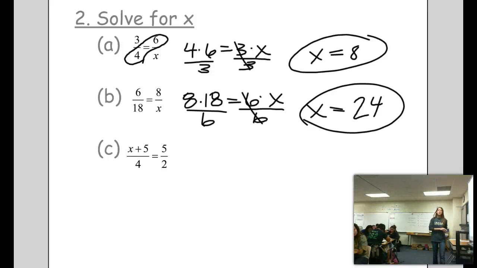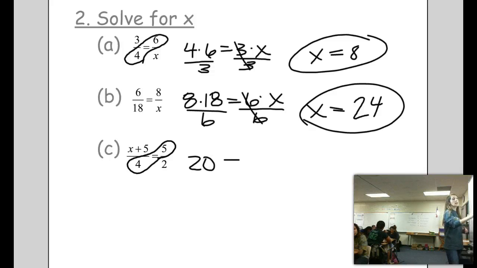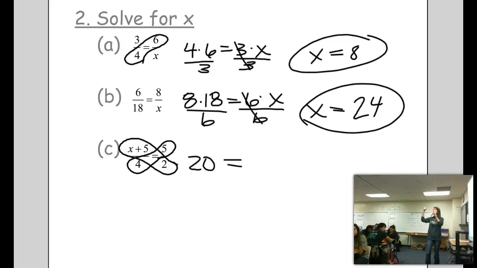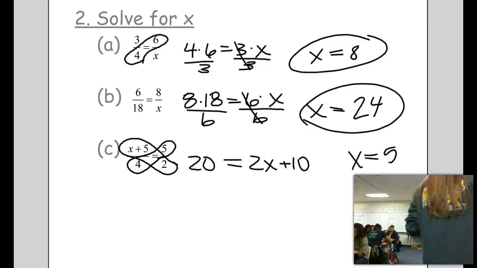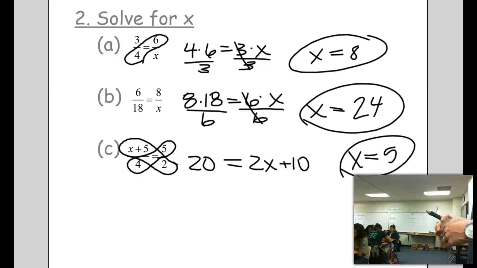You have to distribute, and that's what most people forget to do. Let's do this first. 5 times 4 is 20. Equals, now we have to go this way. 2 times x plus 5. It's not 2x plus 5. It's 2x plus 10. Good. 2 times x is 2x. 2 times 5 is 10. So this is the equation you need to solve. Subtract 10 from both sides and divide by 2. And you will get, Kendall, 5. 20 minus 10 is 10. 10 divided by 2 is 5.